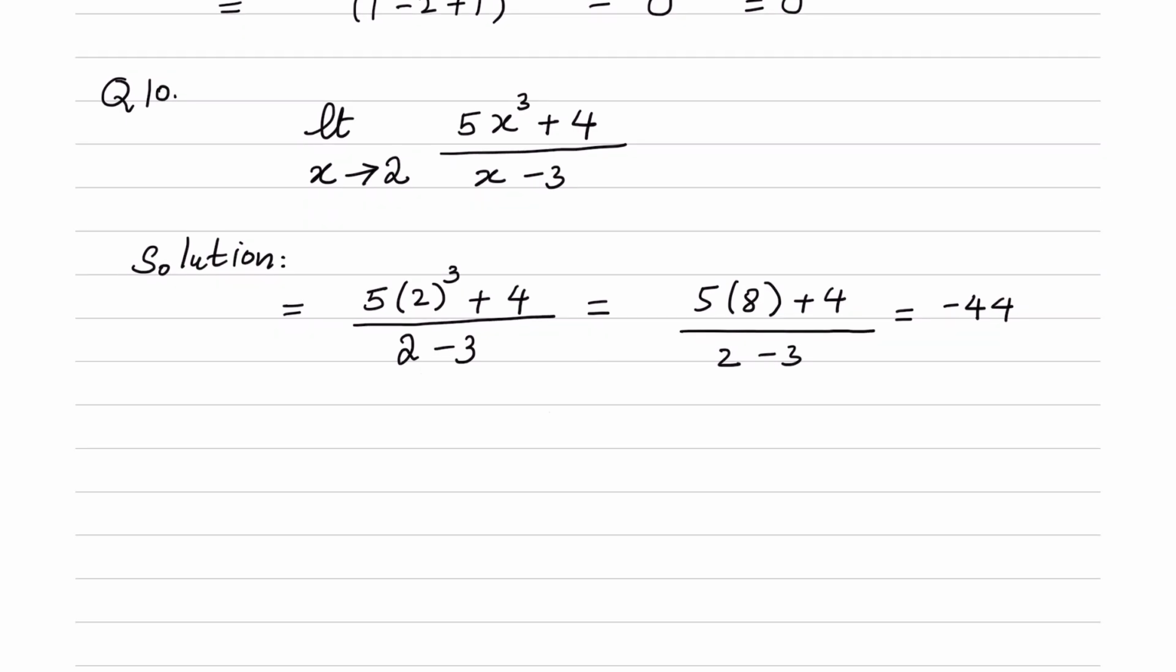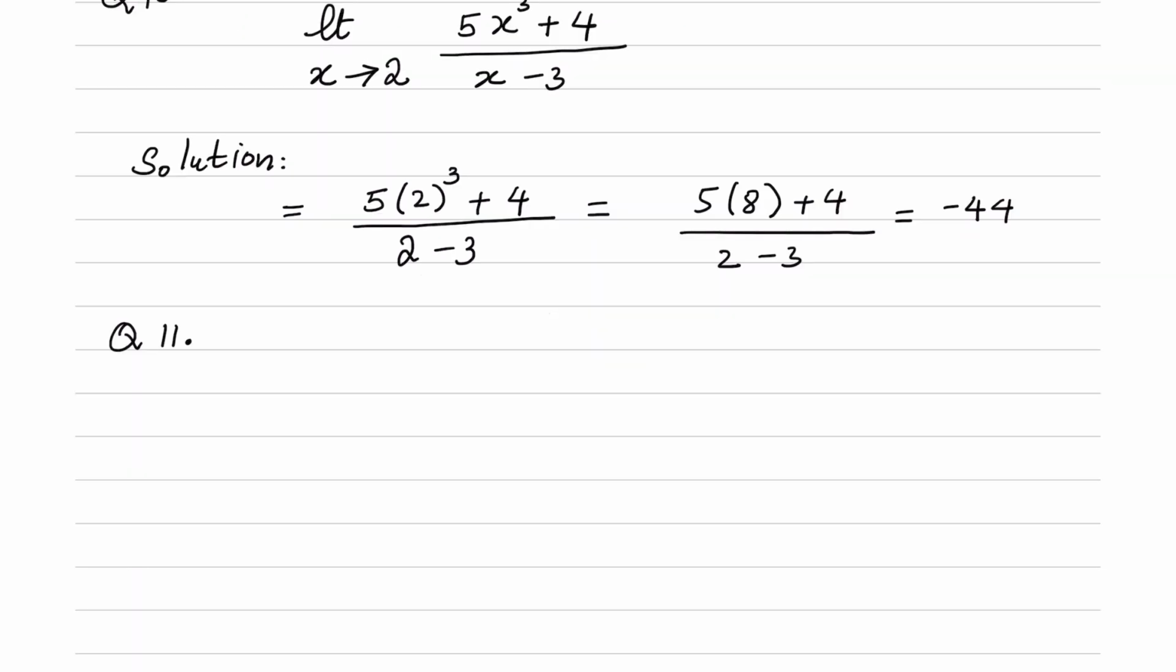Let's try another problem. Here you have to find the limit when x is approaching 4, but from the left of 4, for the function (2 minus x) whole divided by (x minus 4) into (x plus 2).